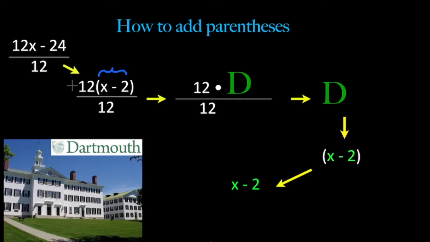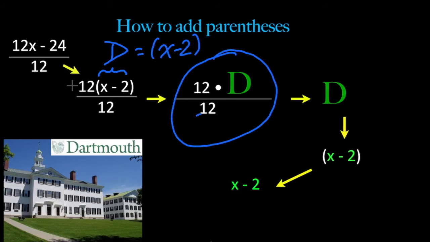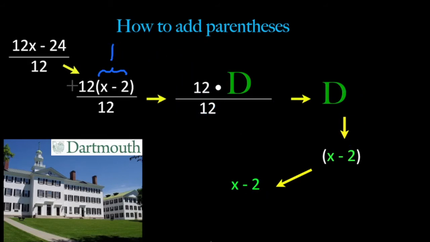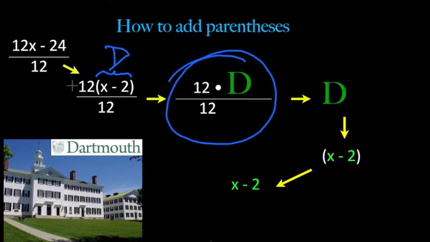So what I like to do is, when you have a parenthesis, call that capital D, as in Dartmouth. Then, if you let D equal x minus 2, we can rewrite this expression as 12 times D. When the expression is written like it is here, it is easy to see why it is legal to cancel these 12s. Then we come along and we just replace D with its original form, which is x minus 2, and that is our final answer. I find that if, in your mind, you consider this x minus 2 parentheses as a single unit, or as a big capital D, it makes this cancellation process more clear in your mind.